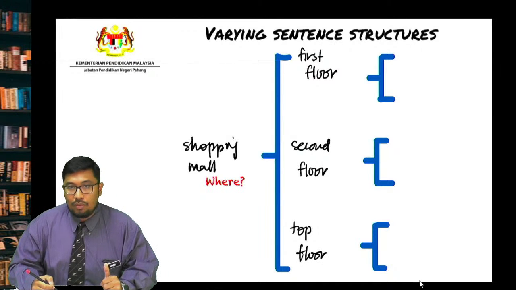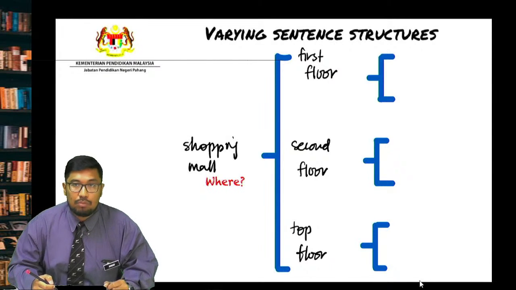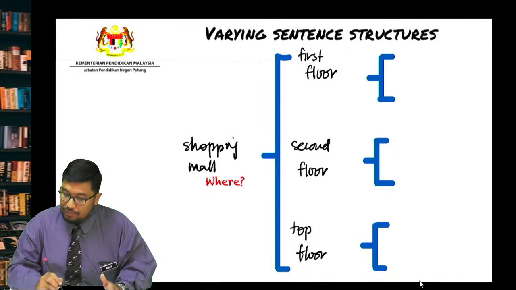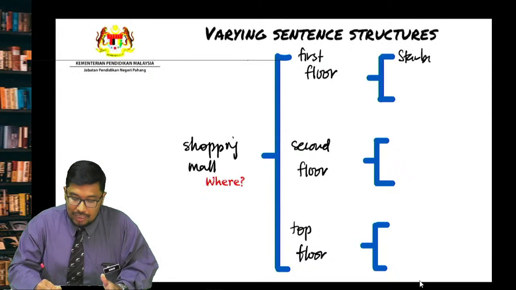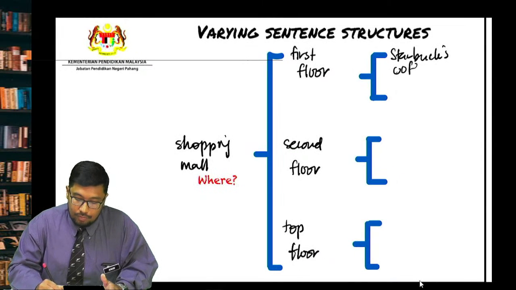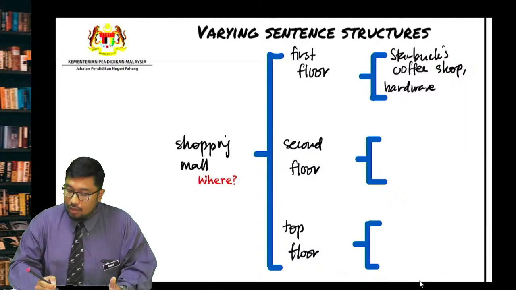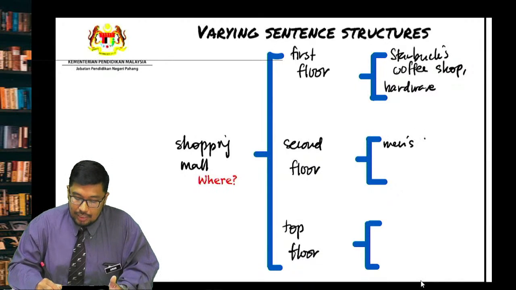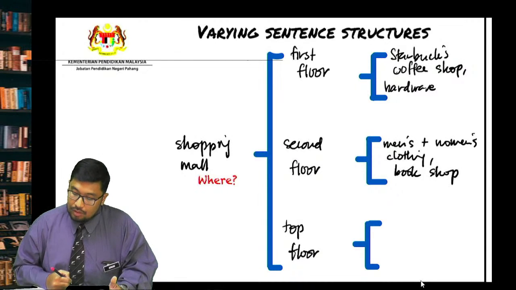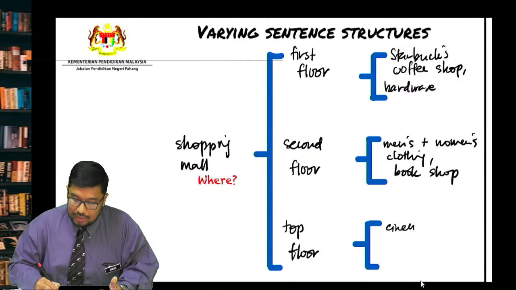So in order for you to use a semicolon in describing the shopping mall, make sure you include the other places within the premise. For example, on the first floor, you can find a Starbucks coffee shop, or maybe you can find a hardware store on the first floor. And then if you move on to the second floor of the shopping mall, you can find men's and women's clothing, plus a bookshop. And then on the top floor, there are cinemas and also a food court.